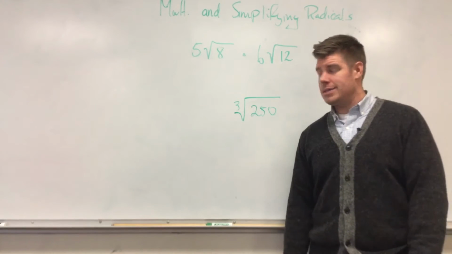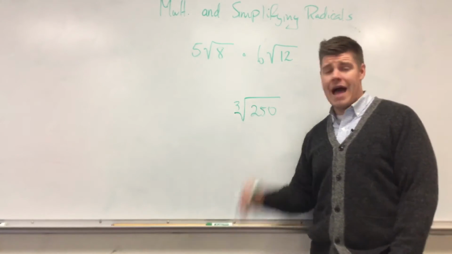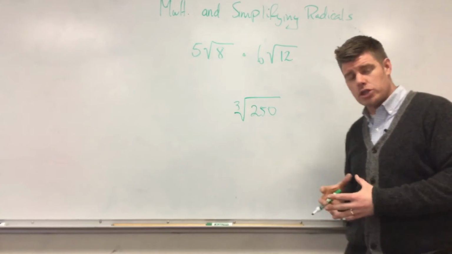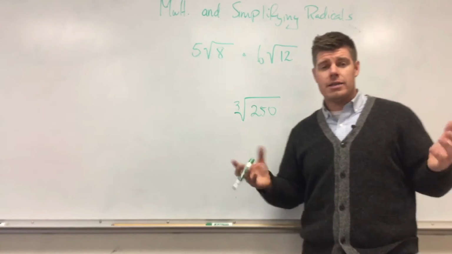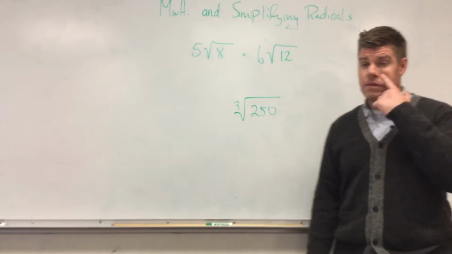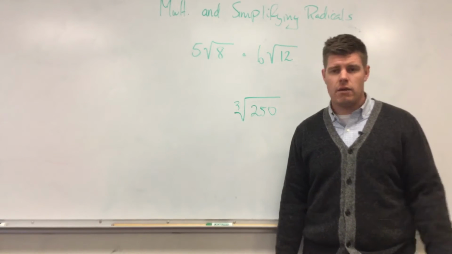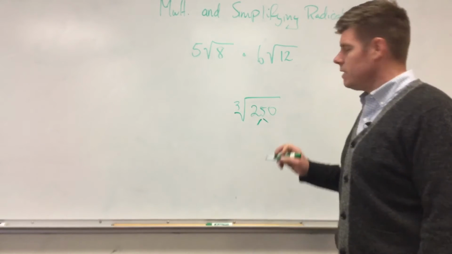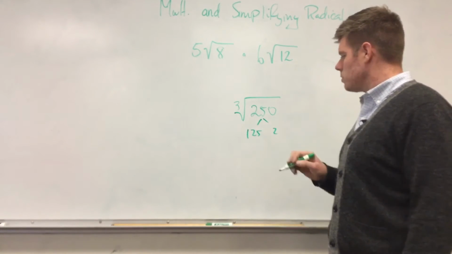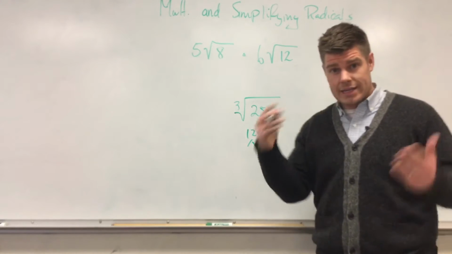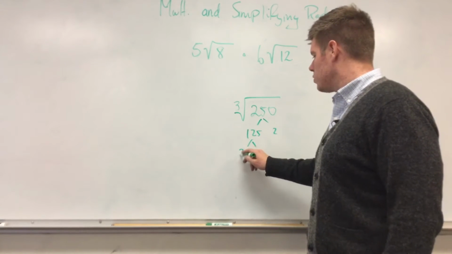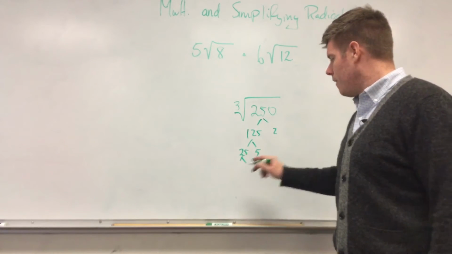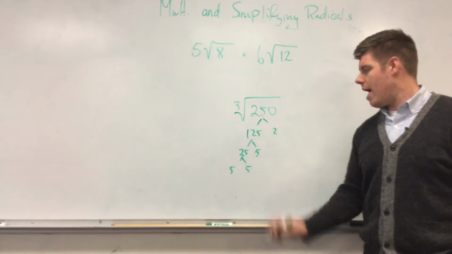So how do we simplify these? Well, is there something in here that gets multiplied by itself 3 times within the structure of the 250? How do I make 250? One of the ways most people use is prime factorization. Prime factorizations are unique to every number. So if I break 250 down, I get 125 times 2. 125 I can break down into 25 times 5, and 25 is 5 times 5. So what I now have is the prime factorization.